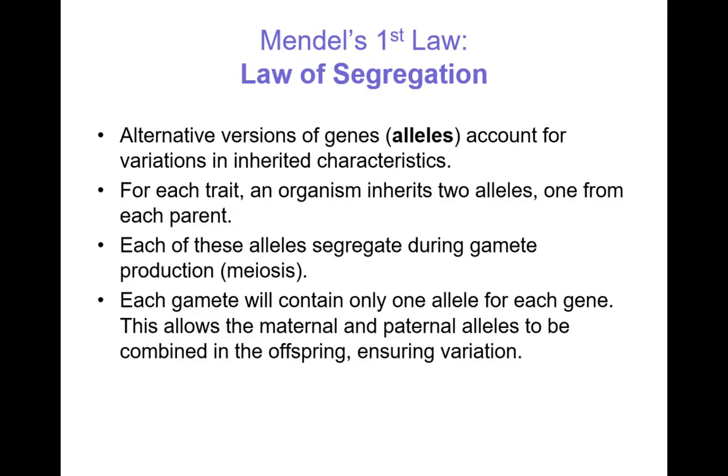Each of these alleles will then be segregated or separated during gamete production, during the process of meiosis, meaning that they move away from each other. They're not linked. They don't always have to stay together. Each of the gametes, because they are not linked to each other, will contain one copy of each of these genes that controls a particular trait.